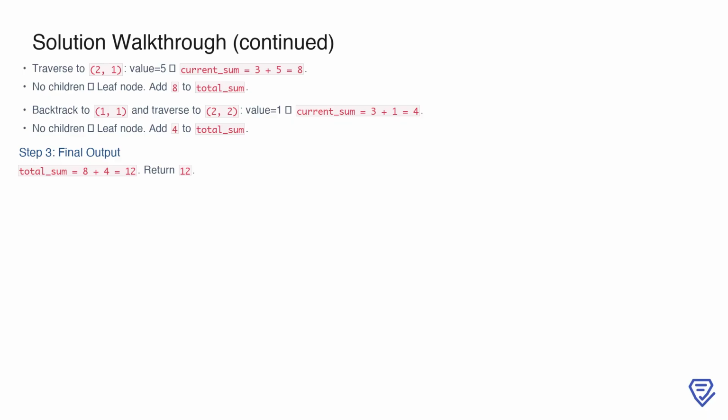to the total sum. At this point, we have visited all paths in the tree, and the total sum of all root-to-leaf paths is total sum equals 8 plus 4 equals 12. We return 12 as the final output for this example.